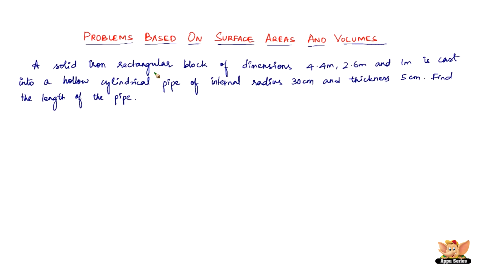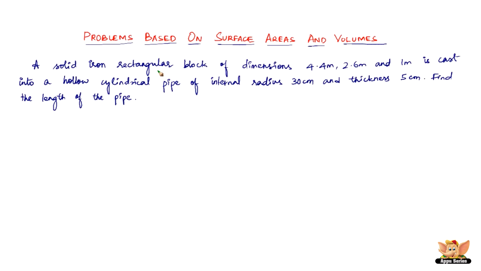Again, this problem is not very different from the previous ones that we've solved. It's just two different things here. We've got a rectangular block of dimensions so and so, which has to be melted and then recast into a hollow cylindrical pipe of internal radius 30 centimeters and thickness 5 centimeters. So if the thickness is 5 centimeters, then the external radius is going to be 35 centimeters, right?